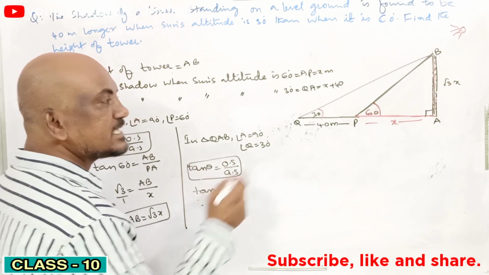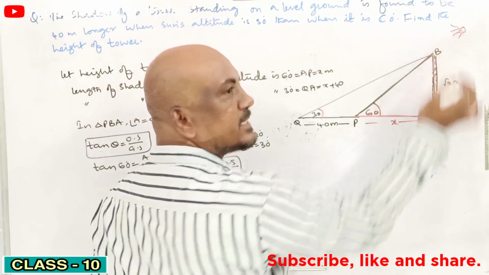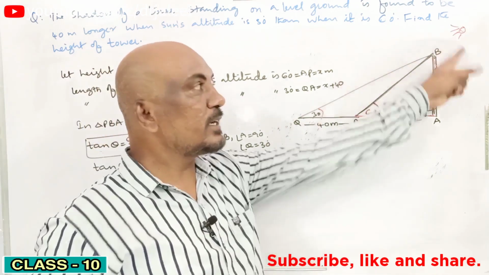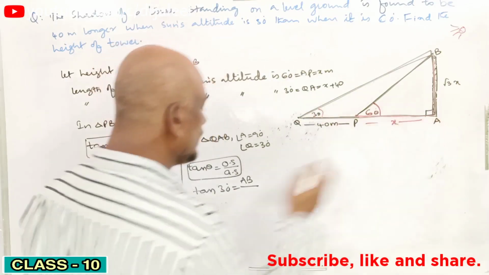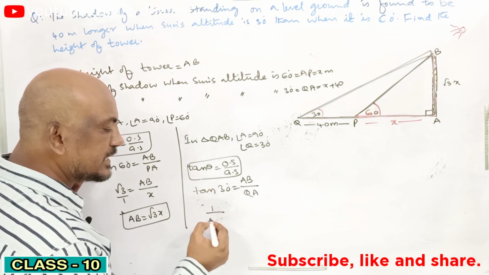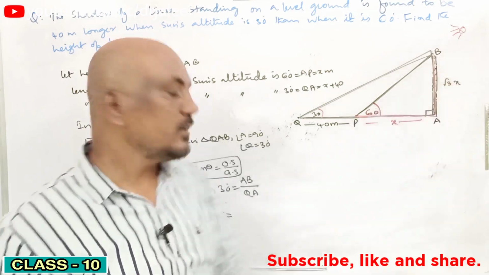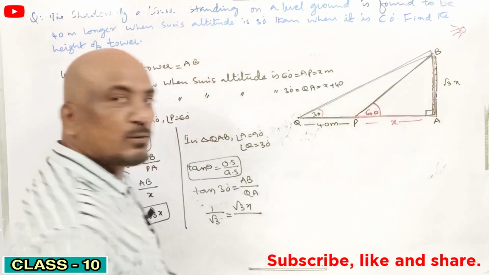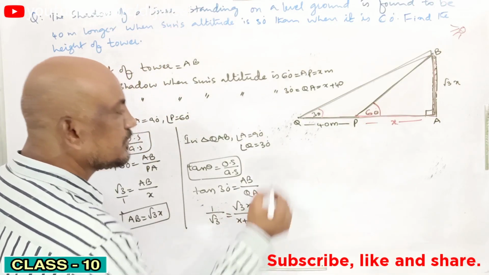So tan 30 is equal to opposite side, which is AB, by adjacent side. We are working in the big triangle now. The adjacent side is QA. So children, tan 30 from the table is 1 by root 3, equal to AB, which is root 3 x, by QA. Do you know QA? Yes, it is x plus 40. So write it as x plus 40.